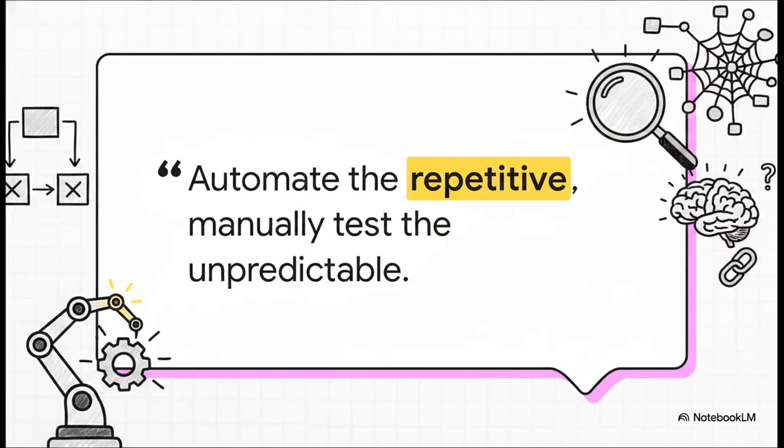As a junior engineer stepping into this field, I really want you to burn this golden rule into your brain. Automate the repetitive, manually test the unpredictable. Your brain is way too valuable to waste clicking Add to Cart 50 times a day. Save your cognitive energy for the unpredictable, complex edge cases and let your automated scripts handle the boring daily chores. That's really how modern engineering teams move fast without completely breaking things.